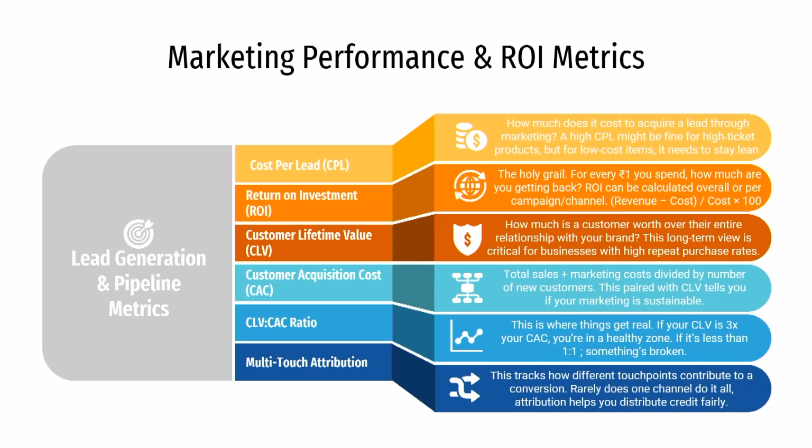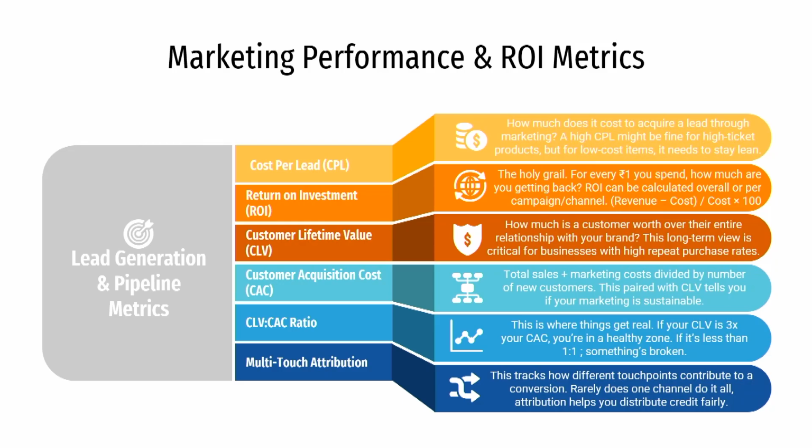Then comes the customer acquisition cost. Formula wise, it is total sales plus marketing cost divided by the number of new customers that you have generated. This paired with customer lifetime value tells us if our marketing is sustainable over a longer period of time or not. Then another important metric is the CLV to CAC ratio. This is where things get real. If the CLV is 3x of your CAC, by rule of thumb, you are in a healthy zone. If it is less than 1, basically you are incurring losses.